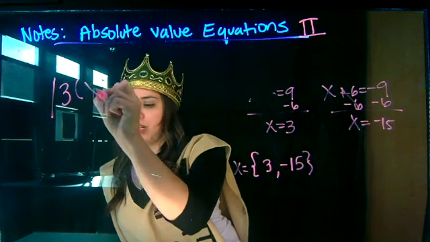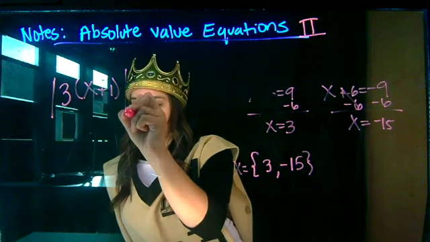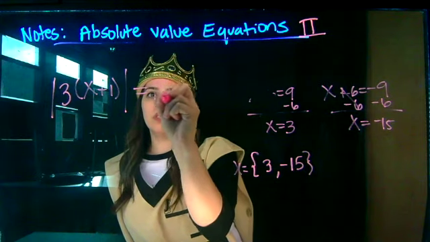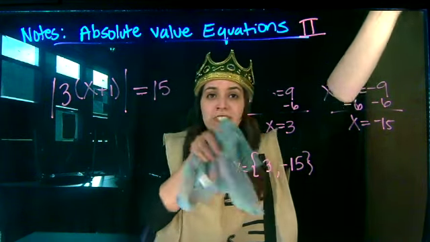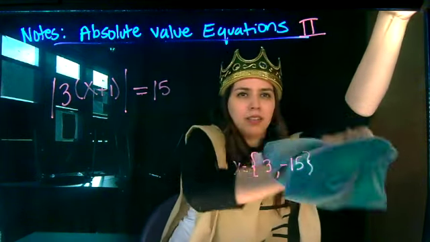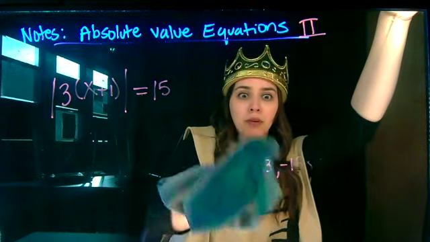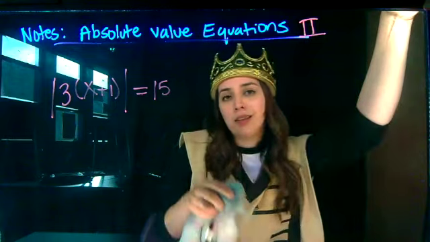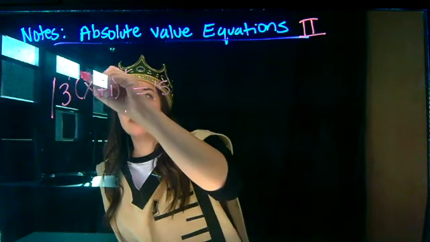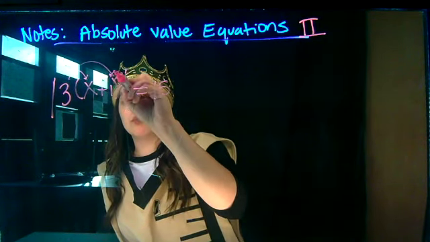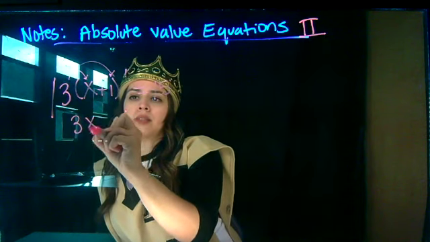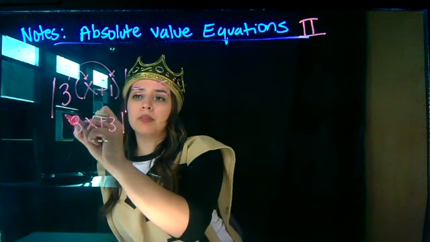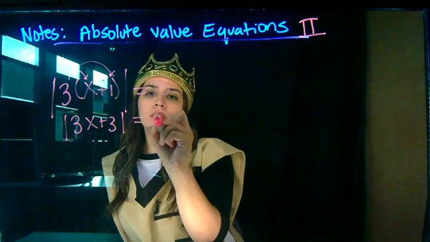3 times the quantity x plus 1 equals 15. So what do you guys see there inside the absolute value? I think I already said it. The distributive property, right? So let's go ahead and just distribute that 3 within the absolute value. So we have 3 times x and 3 times 1. 3x plus 3, keep that absolute value, equals 15.